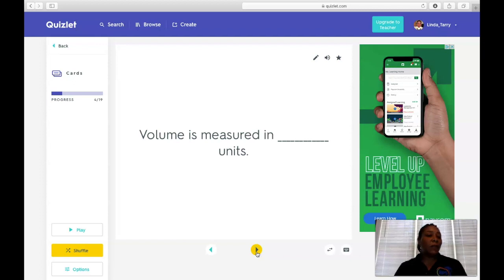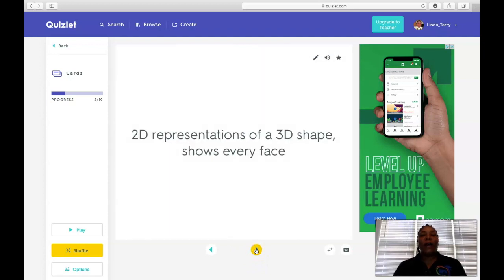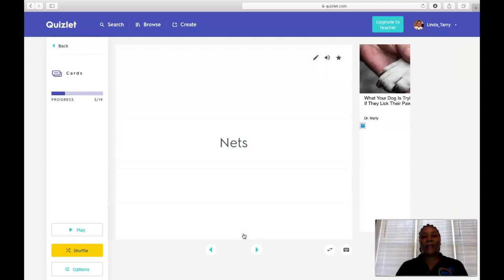Volume is measured in blank units. Cubic units. You are doing a fabulous job. A 2D representation of a 3D shape that shows every face. Give you a few seconds to think about it. Look through your notes if you need to. Nets. So that one right there are nets.